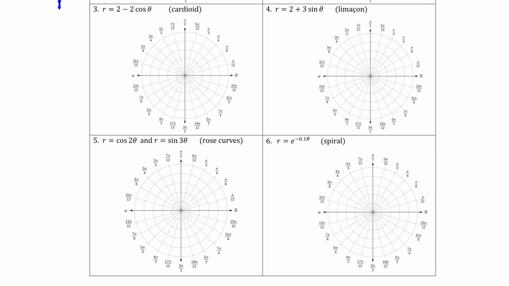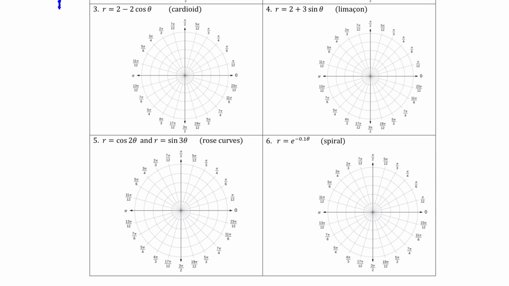Let me go 2. r equals 2 minus 2 cosine of theta. What you're going to observe often is that your cosine functions are symmetric in which axis, the horizontal or vertical? Cosines are often symmetric on the horizontal, if you think about what cosines are. So r equals 2 minus cosine theta.